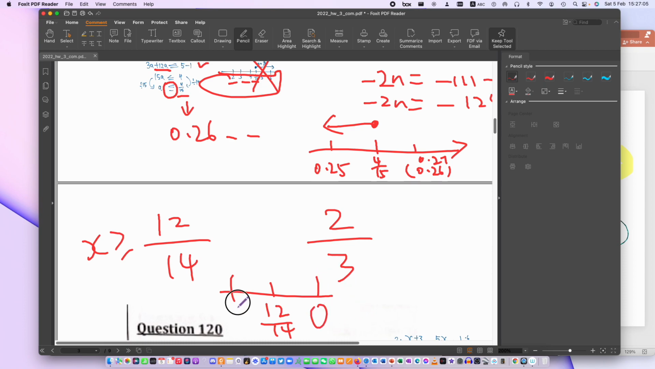You understand me or not? What is smaller than 12 over 14, without converting? Is it 1? Is it 2? How do you know? Do you know or not? Without converting. You know or you don't know? No. If you don't know, what you do? Convert.